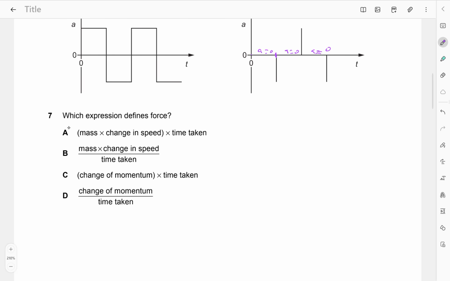Which expression defines force? We know that force is equal to the rate of change of momentum. So the answer is automatically D.